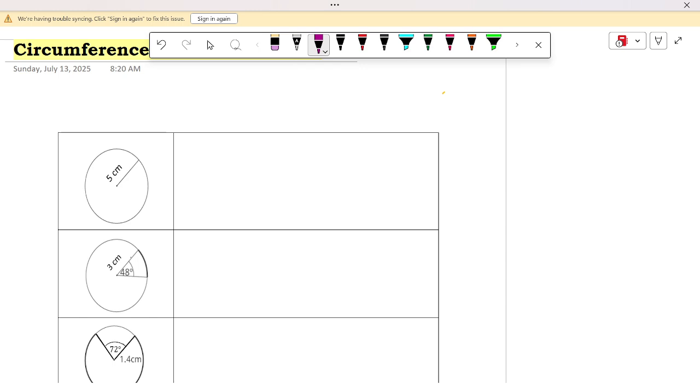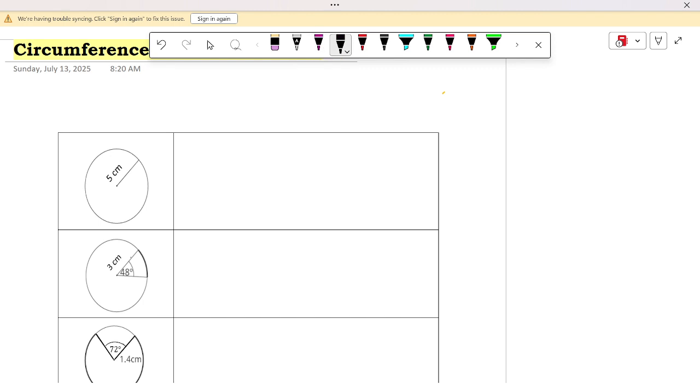Today I'll be discussing chapter 5, circles from form 2, and our main subtopic for today is circumference, length of arc, area of circle, and area of sector. Okay, I have a few shapes here. I have circles here with different questions. So let's start one by one.